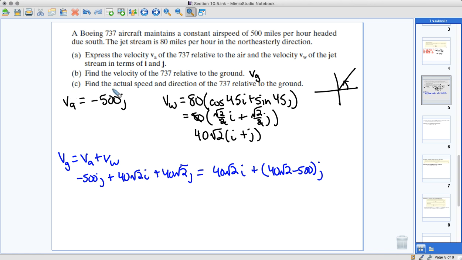So then part C says find the actual speed and direction of the 737 relative to the ground. Okay. So what that means is actual speed is going to be the magnitude of v sub g. So that's going to be the square root of 40 square roots of 2 squared plus 40 square roots of 2 minus 500 squared. So guys, I would just type that onto your calculator. Okay, and you get about 447 miles per hour.